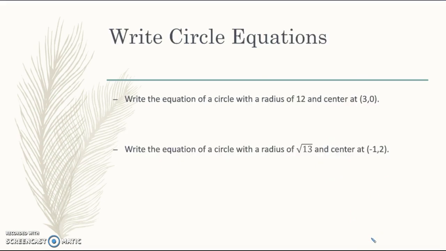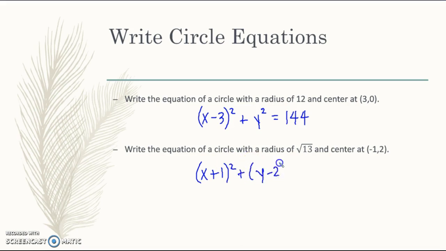Okay, then I want to write the equation, so to do the opposite, get it back into that equation form, given that the radius is 12 and the center is at 3, 0. So the h is always first, it goes with the x, so I'm going to have x minus 3 squared plus, and because k is 0, I'm just going to have y squared, equals, and then 12 squared is 144. Alright, then the second one, I'm going to have x plus 1, because it's opposite sign, squared, y minus 2 squared, and then the square root of 13 squared cancels out the square root, so I have just 13.